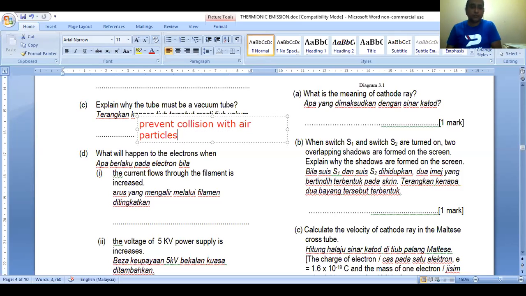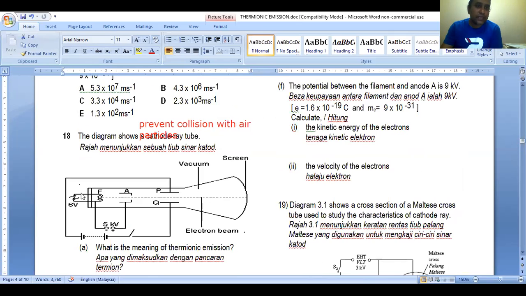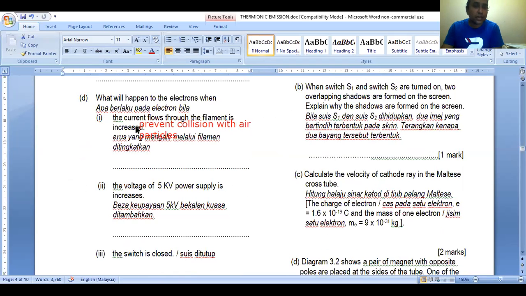Okay, to prevent collision with air particles. Now next, what happened to the electron when the current flowing to the filament increases? When we increase the current, the filament gets heated up more, so more electrons will be released. Because the filament becomes hotter, you can release more electrons. So the answer is more electrons.